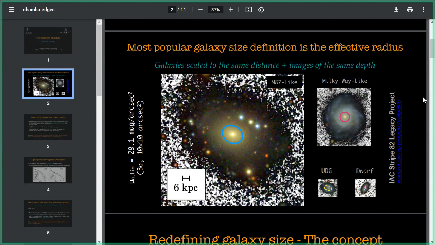And the point I want to make is that for most of these galaxies, the effective radius is close to the centers, and the reason is that the effective radius traces the concentration of galaxy light, because it's defined where half the light is. So for the most massive galaxies, it's mostly in the center, but this might not be the case for the smaller galaxies. Next slide, please.